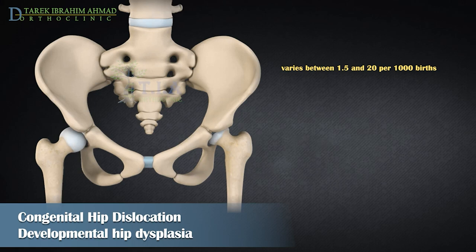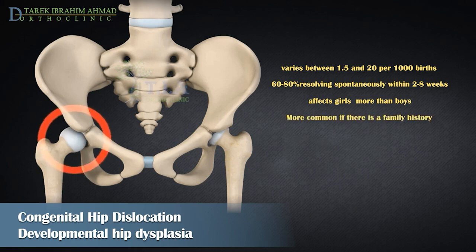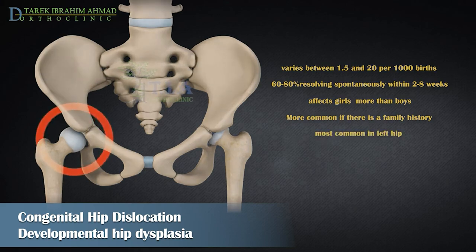The reported incidence of developmental dysplasia of the hip varies between 1.5 and 20 per 1,000 births, with the majority of abnormal hips resolving spontaneously within 2 to 8 weeks. Developmental dysplasia of the hip affects girls more than boys, and it is more common among babies born into families with a history of developmental dysplasia of the hip. The left hip is affected 3 times more often than the right. It can also affect both hips.